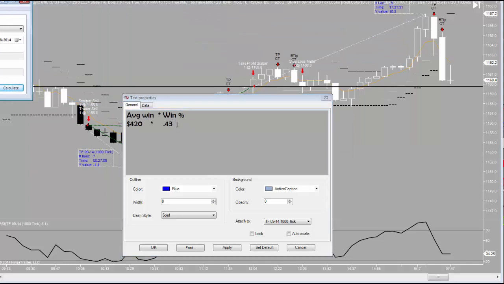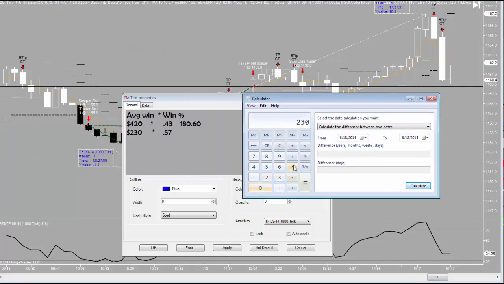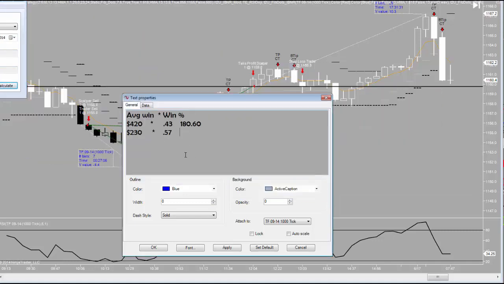Okay, so we'll move this out of the way. Now our average loss, remember we were risking 23 ticks on the second one. So the average loss will be the full $230. We take that and multiply it times the loss rate. If we win 43%, that means we lose 57% of the time. $230 times 0.57, 131.10. So we take the 180.60 average win times percent winners, subtract from that the average loss times percent losers, and we wind up with basically $49.50 as the expectancy per trade.